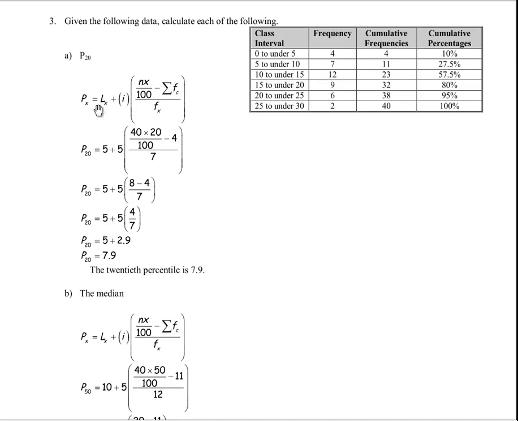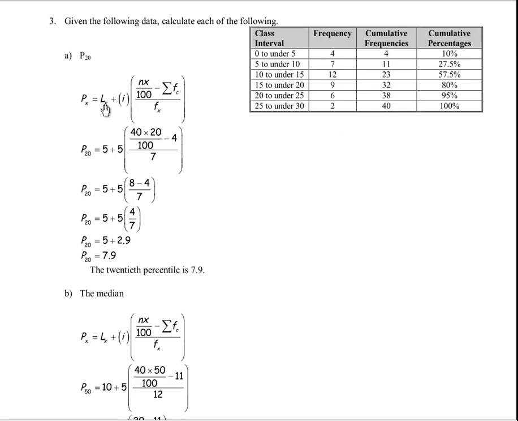Now, this is the percentile formula for interval data. In this example, we're asked to find P20, so it's the 20th percentile. So X is 20 here, and we put 20 here. N is 40, because the cumulative frequency total is 40.